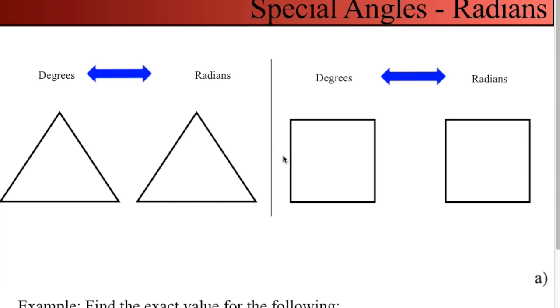A review of special angles and trigonometric expressions, and we're going to look at the degrees, and we're also going to look at the radians of these special angles. So on the board I have two diagrams that have helped in the past on determining the special value angles for trigonometric expressions.